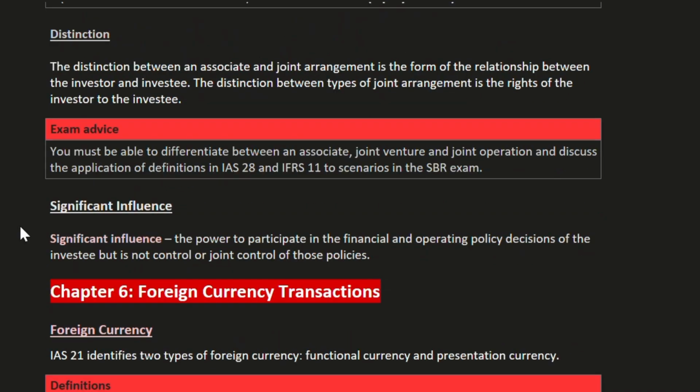Now significant influence. The power to participate in the financial and operating policy decisions of the investee. So they have the power, but not control or joint control of those policies.